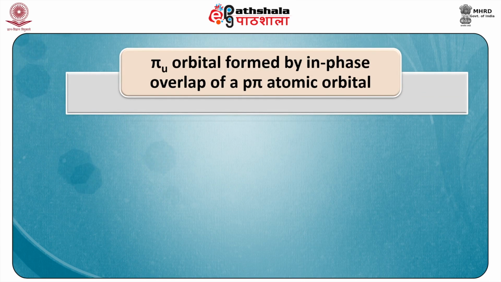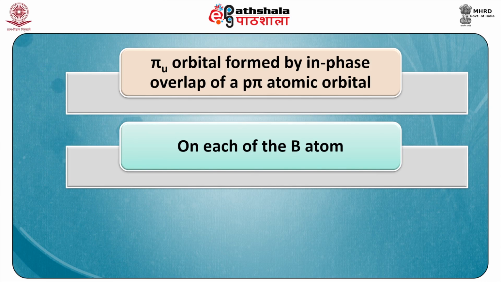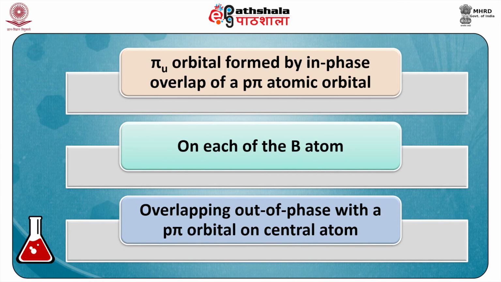A pi u orbital is formed by the in-phase overlap of a p pi atomic orbital on each of the B atoms, and these overlapping orbitals are out of phase with a p pi orbital on the central atom. Again, it is also two-fold degenerate, BB bonding and AB antibonding. A bar is placed over the symbol just to indicate AB antibonding nature.